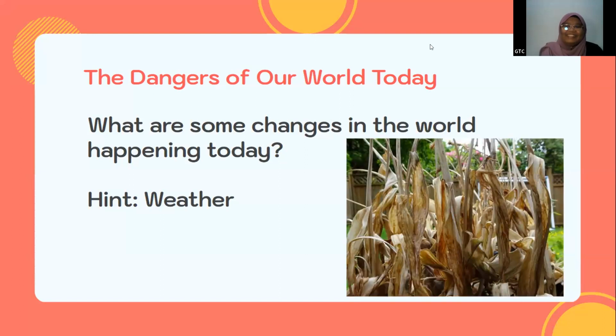True. Because it's too hot, the icebergs and glaciers will melt. And when the glaciers and ice melt over there, the sea level will rise. Correct, Luan?